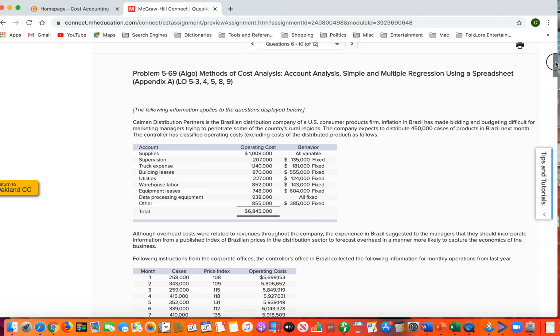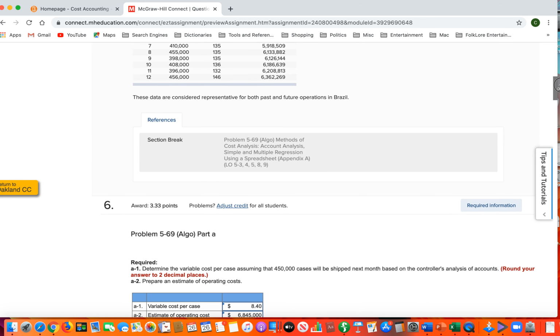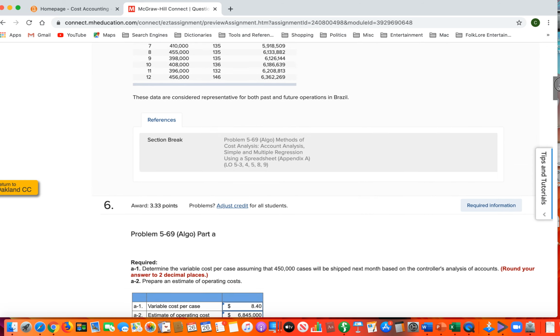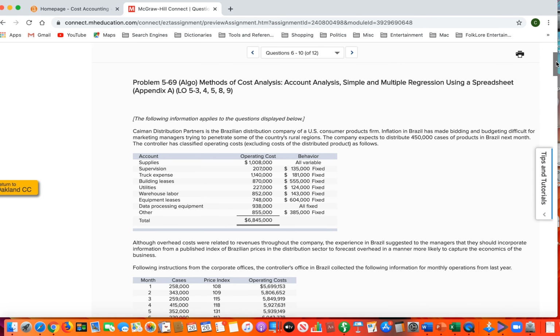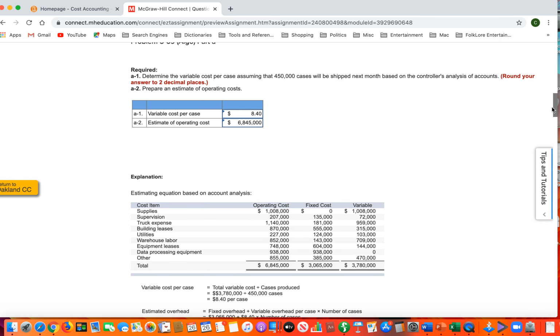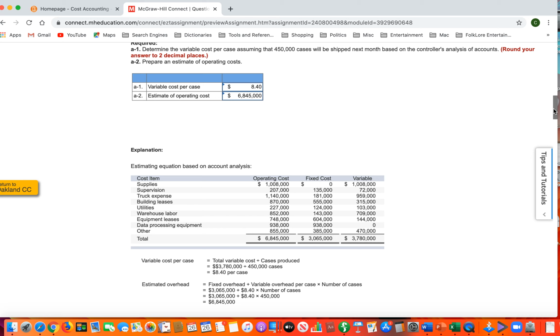So let me see which one here. Number 6 is straightforward. 450 cases will be shipped, and we have to determine the variable cost and estimated operating cost. Well, you get this up here, right? They tell you how much of this 207,000 is fixed, and then of course the rest will be variable. If you bring it down here, they took that information and broke it down into fixed and variable, and then you just do the math here.